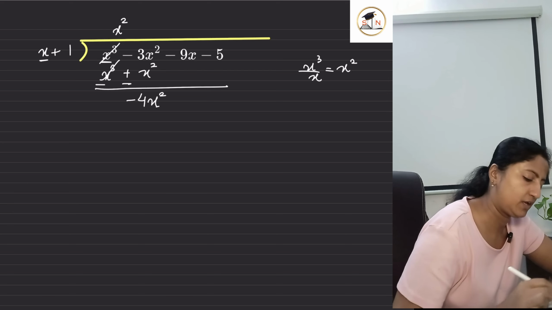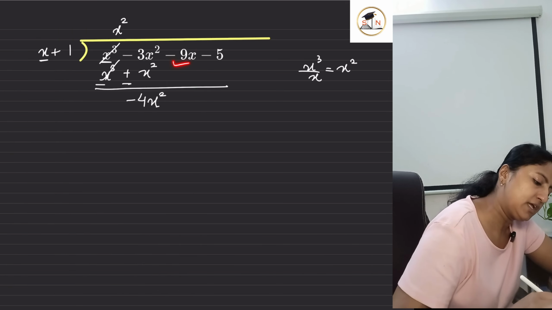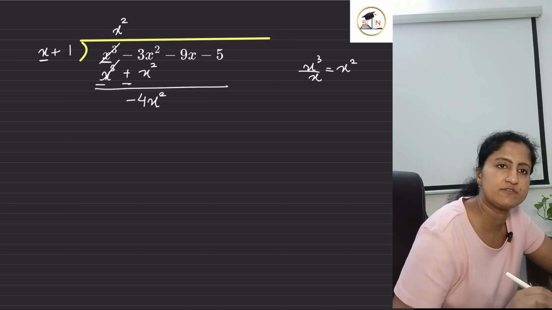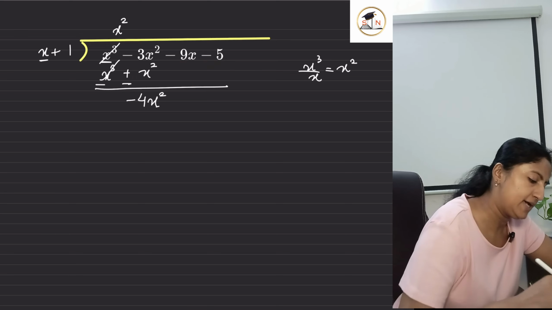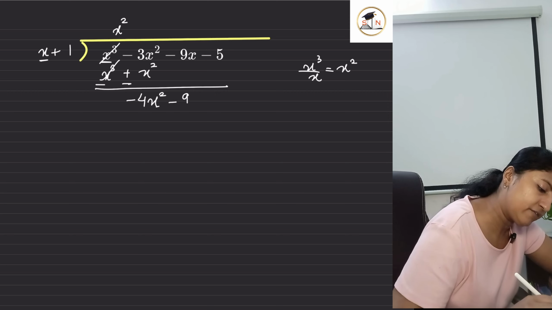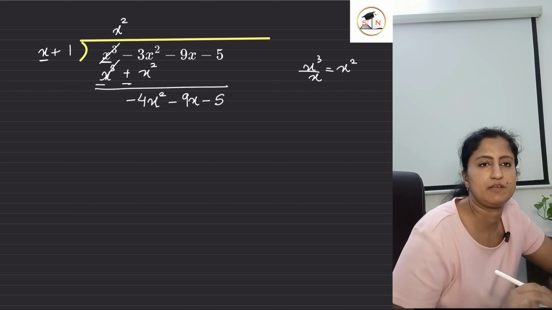Okay. The remaining terms will be copied down as they are. There will not be any change of sign, but they will be copied down as they are. So I will have minus 4x squared minus 9x minus 5.